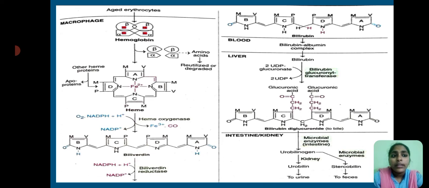Next, from the liver, bilirubin diglucuronide enters the intestine or kidney in the form of urobilinogen by microbial enzymes. In the kidney, the urobilinogen converts into urobilin, which gives the coloration to urine. And in the intestine, the urobilinogen converts into stercobilin, which gives the coloration to feces.